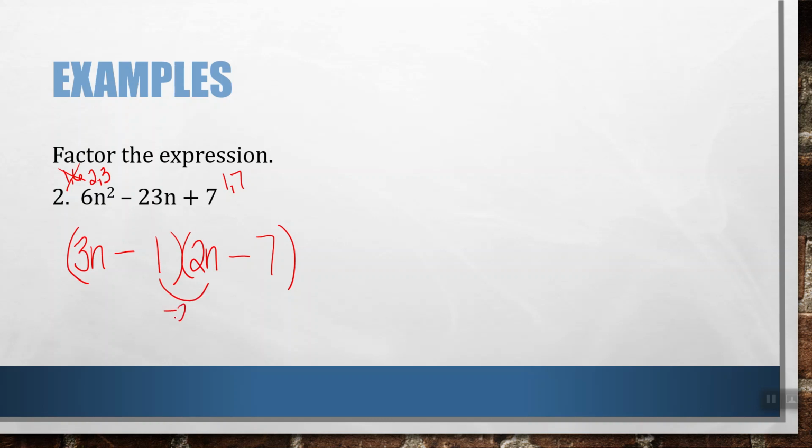This is going to give me negative 2n, and the outside terms are going to give me negative 21n, and now when I add those together, that is negative 23n. So there we go. To factor, we have 3n minus 1 times 2n minus 7.